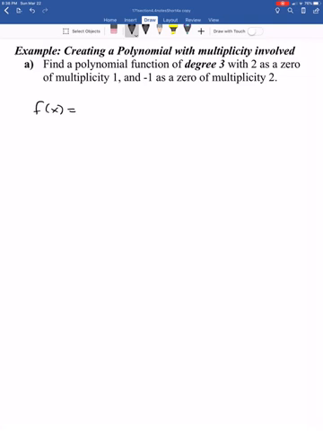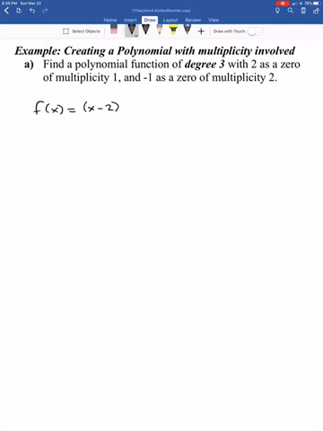Let's go ahead and take care of the 0 of 2. So if 2 is a 0, we know its factor would be x minus 2, right? Remember, we said that all zeros come from linear factors of the form x minus the 0. And since the multiplicity is 1, we only need one of its factors. So x minus 2, that's the only factor we're going to use for that 0.